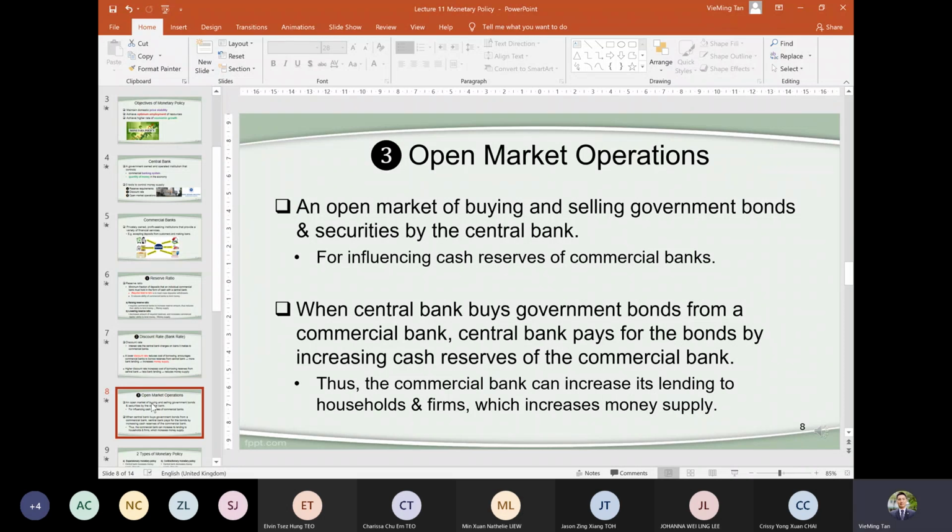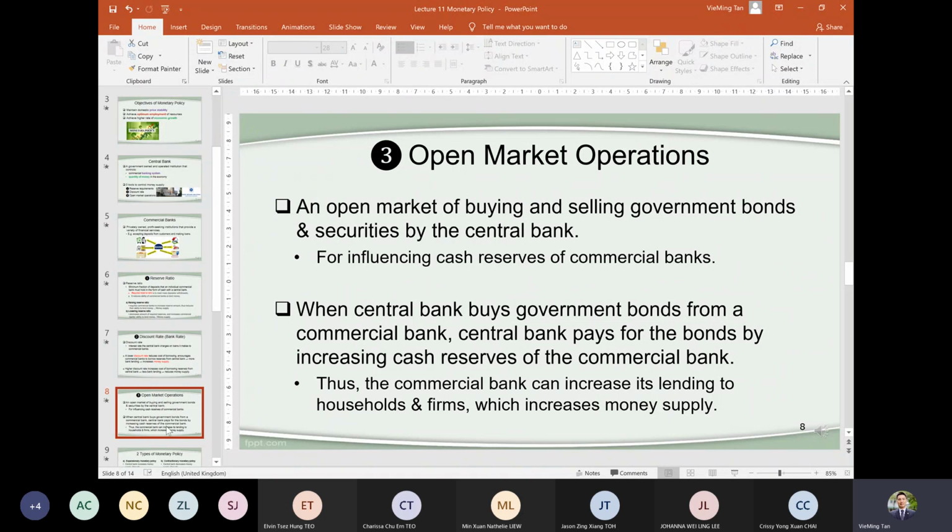On the other hand, what happens if the central bank sells government bonds to the commercial bank? If selling, that means the commercial bank has to pay the price of the government bond to the central bank. This will reduce the cash reserve of the commercial bank, and this will reduce the money supply available in the economy. I'll stop for a while.